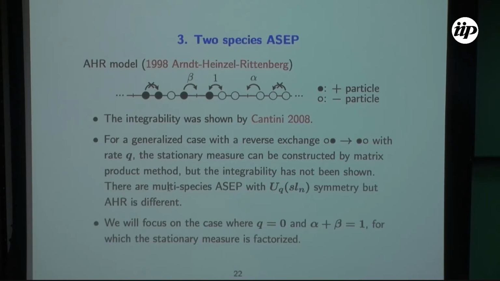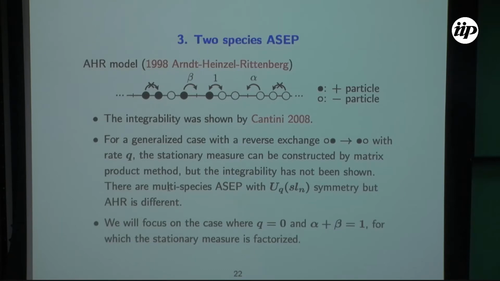So in this way, we wanted to find some concrete model with more than one conserved quantity in which one could really prove the conjecture from microscopic dynamics. And as an example, what we took is this two-species exclusion process, which was introduced a long time ago by Arndt, Heinzel and Rittenberg. So we call this the AHR model. This is a two-species version of basically ASEP.